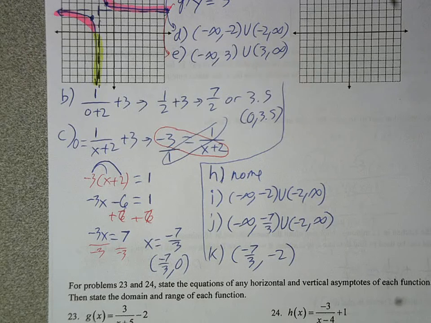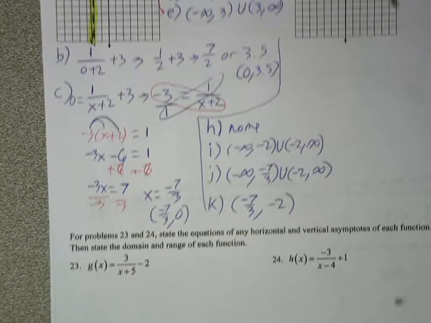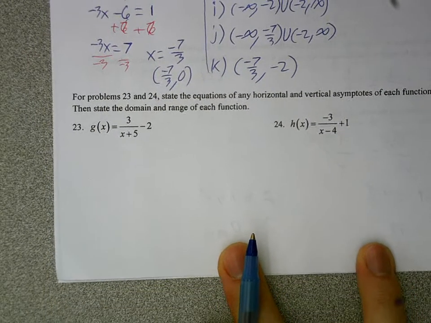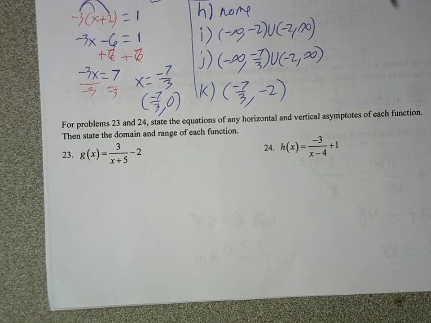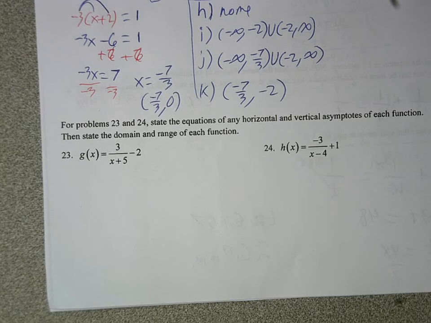All right, so that's everything except, let's get a little bit more practice in. I'm not going to do 22. 22 is exactly the same as 21. 23 and 24 is focused specifically on horizontal and vertical asymptotes in domain and range. So let's talk about those. I'm going to give you 2 minutes to come up with the horizontal and vertical asymptotes for 23 and 24, and then the domain and range for each of those. That should be real fast. Go ahead and try it.